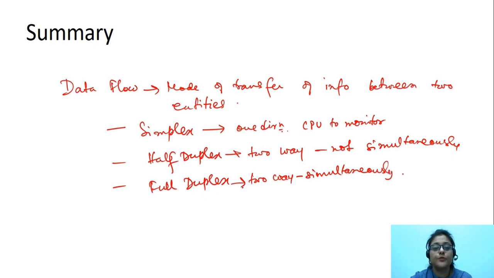For full-duplex mode of communication, the example we have seen is the telephone communication. And for half-duplex, one example can be walkie-talkie.